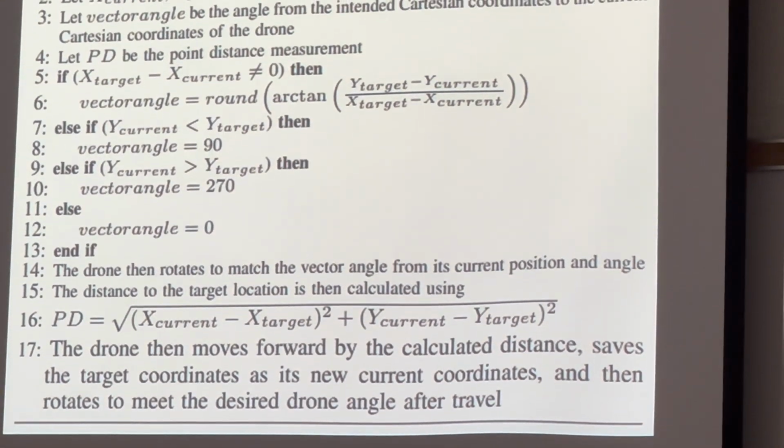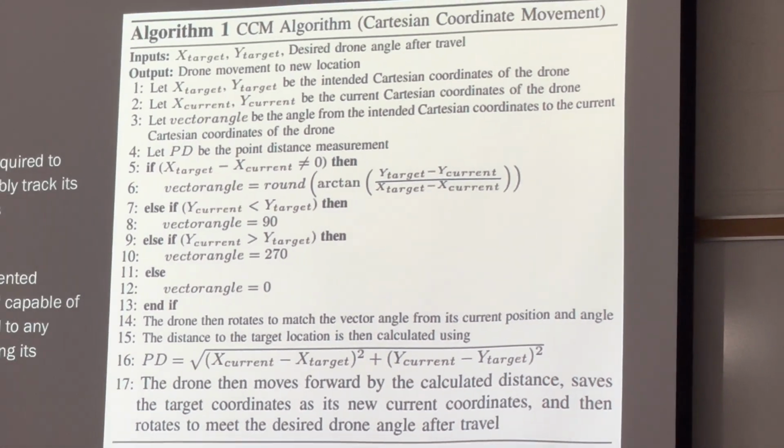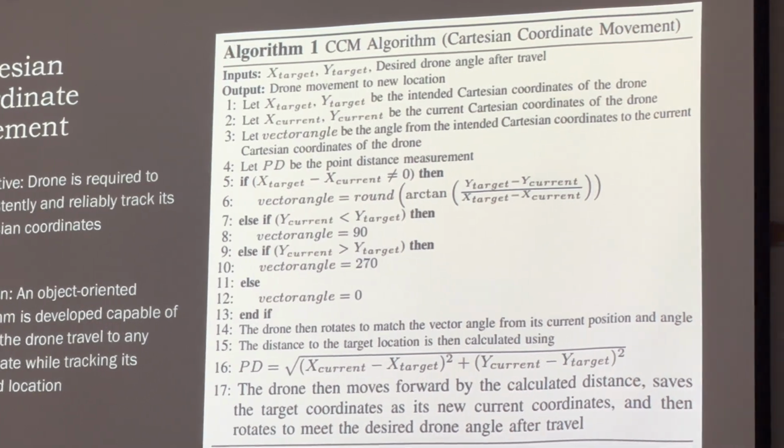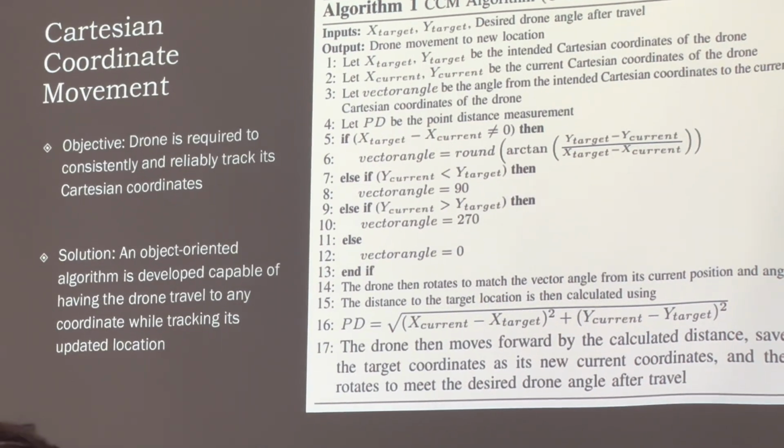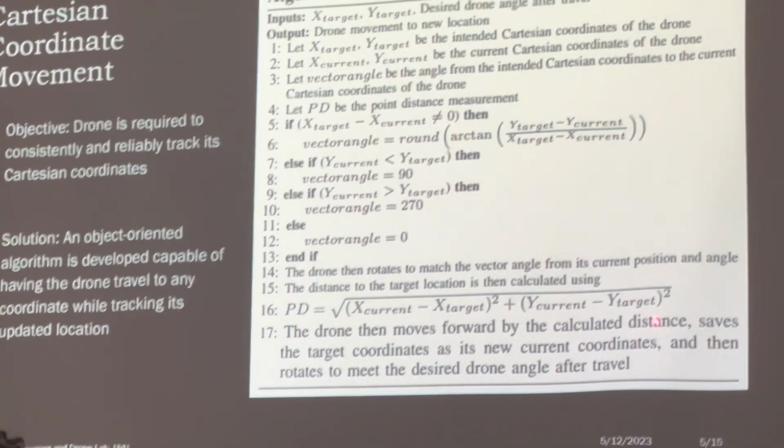This algorithm, what it does is we can calculate the angle at which the drone should rotate in order to face its target. And we also calculate the distance the drone needs to travel in order to get to the X and Y target. An example, I can explain this part right here.